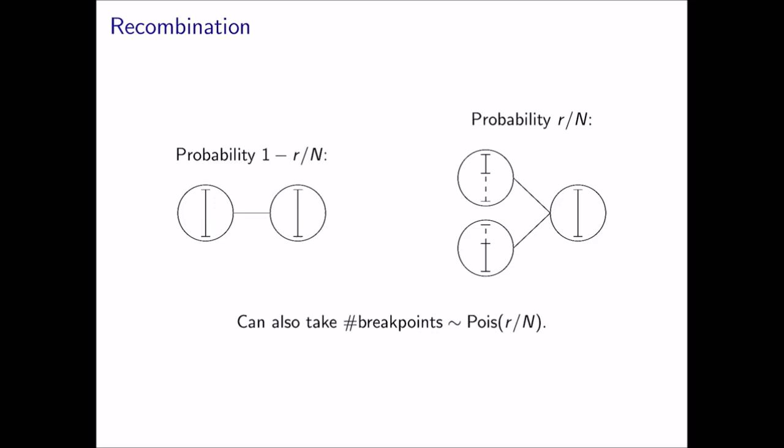With the complementary probability, I have a break somewhere along my haplotype, and I copy one half from one parent, one half from the other copy on that parent, if you like. I could also take my number of breakpoints to be Poisson distributed with the same parameter. That would end up giving me exactly the same scaling limit. So the fact that I'm only allowing one recombination in my cartoon isn't in practice a limitation relative to this scenario.